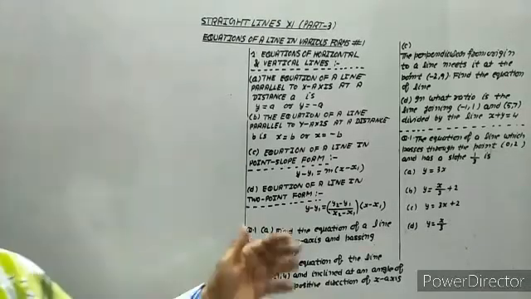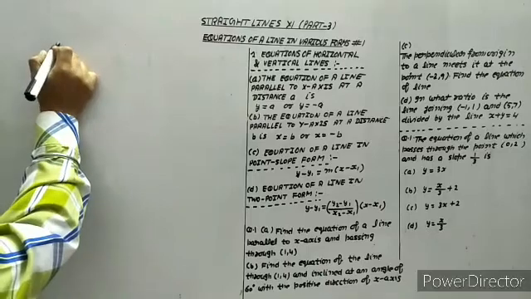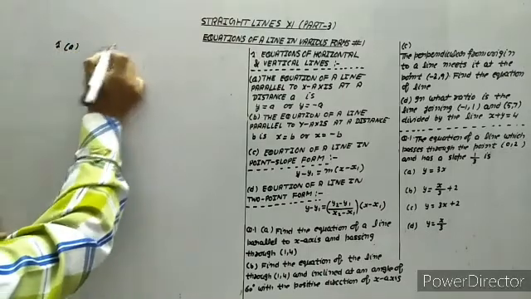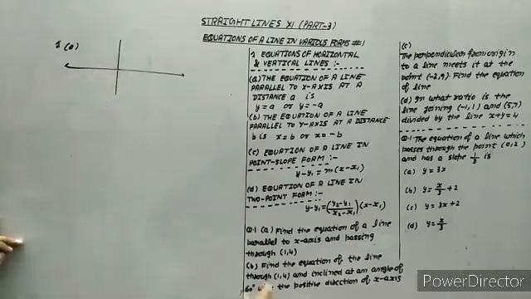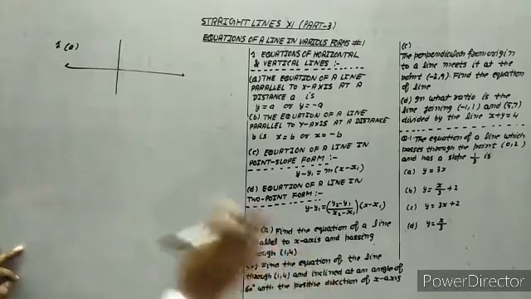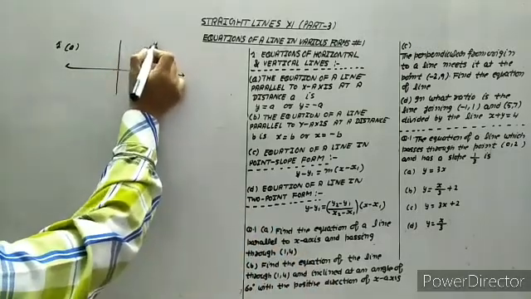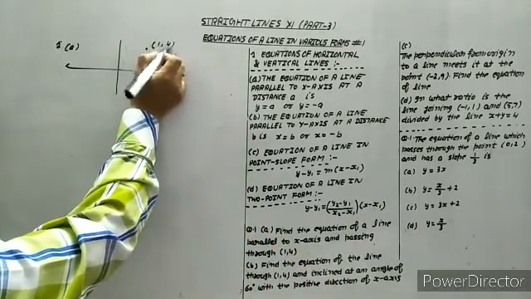Now let's start to do the questions related to this explanation. In question number 1, part a, we have to find the equation of a line passing through the point (1, 4) and which is parallel to the x-axis. Let us suppose this is the point (1, 4).